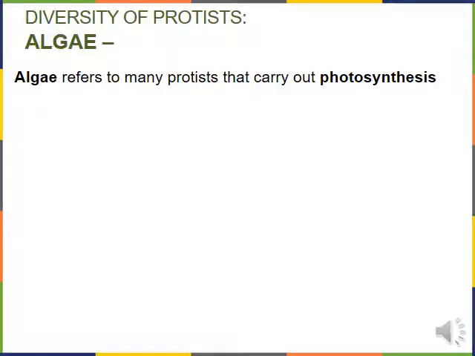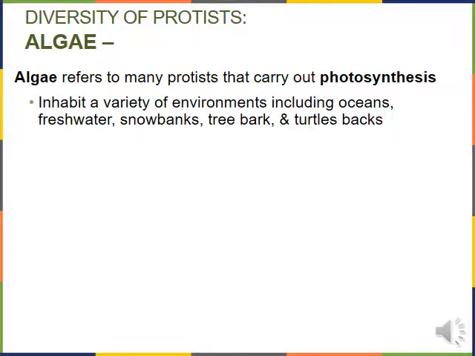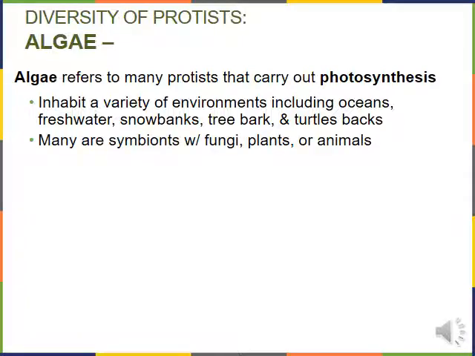Now, one category of Protista, or the diversity of protists, involves algae. Algae refers to many protists that carry out photosynthesis, so they're plant-like in that sense. They inhabit a wide variety of environments and habitats, such as oceans, even snow, under the ice, tree bark, and even turtles' backs. You can find algae on turtles' backs out at Wingate Lake that we sample, and in various freshwater habitats as well. Many of these algae are also symbionts with fungi, plants, and animals, so they have many different relationships with other organisms, even as diverse as, let's say, the eggs of a salamander. You can find a certain kind of algae there as well.